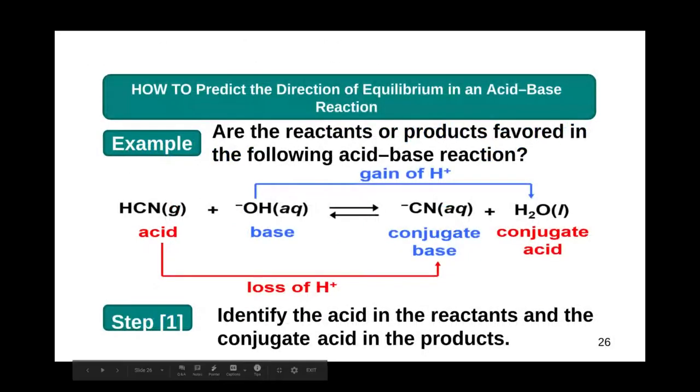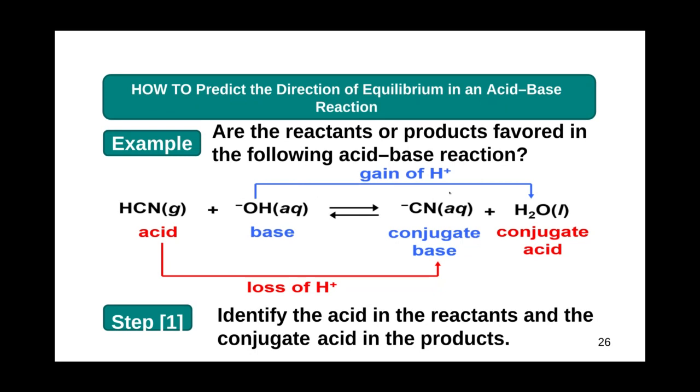Now, let's do a quick problem. So how can we predict the directionality of equilibrium in an acid-base reaction? The example we have here: are the reactants or products favored in the following acid-base reaction? So we have hydrogen cyanide reacting with the hydroxide ion, producing CN minus and H2O. In this case, HCN is our acid, the hydroxide ion is the base. The base forms the conjugate acid, which is water, and hydrogen cyanide, being our acid, loses its proton, forming the conjugate base, CN minus.